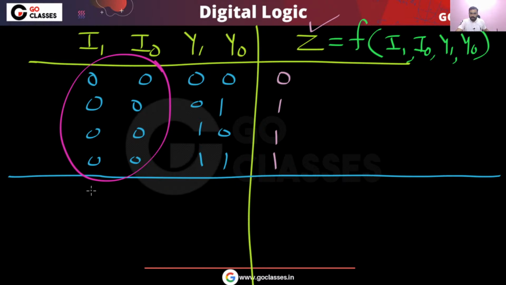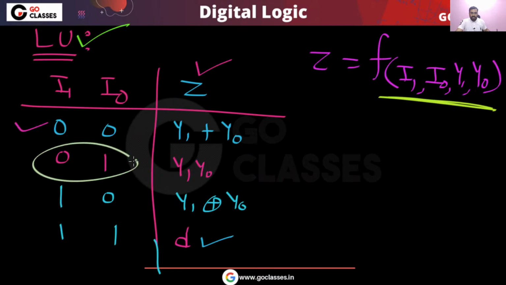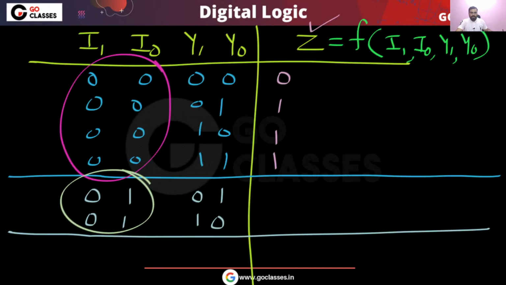Similarly, you can fill this table. Tell me, 0, 1, 0, 1, 1, 0. What will happen in these two cases? You can notice when they are 0, 1, then you will get Y1, Y0. I am not creating the complete table. I am just telling you what is the meaning.